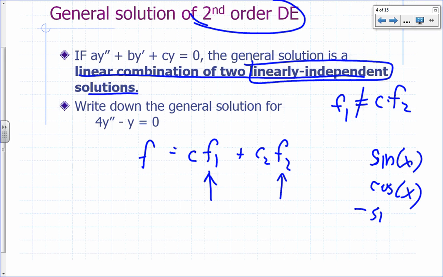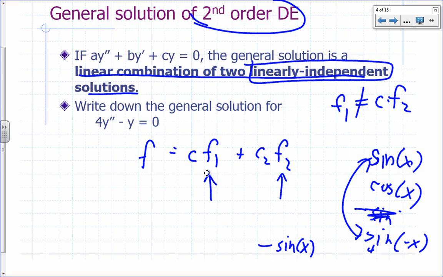But what about sine x and sine of negative x? Are they linearly independent? They're not independent, right? But what is sine of negative x? Negative sine of x is just a constant times sine x. See, they're not linearly independent. So, in other words, to get the general solution of a second order differential equation, you have to find two linearly independent solutions and take a linear combination of the two.